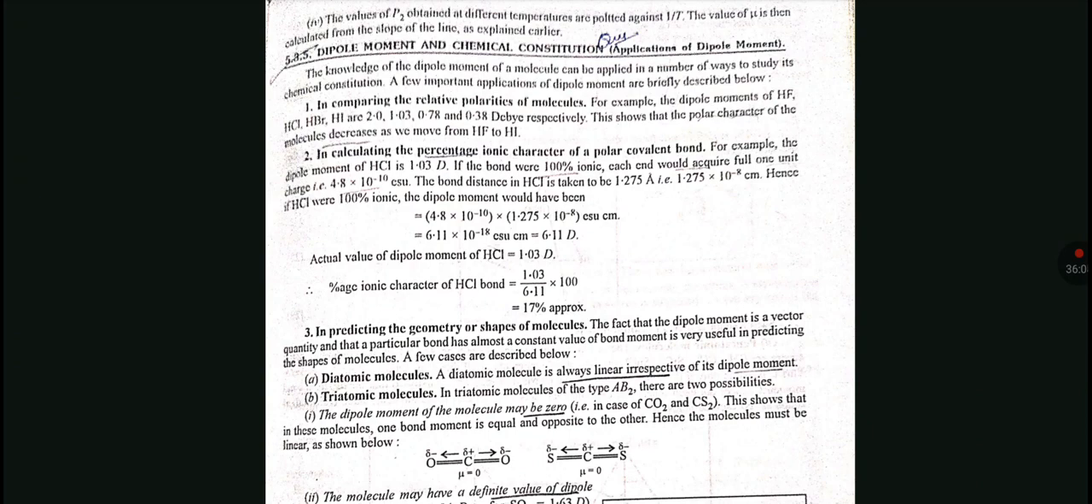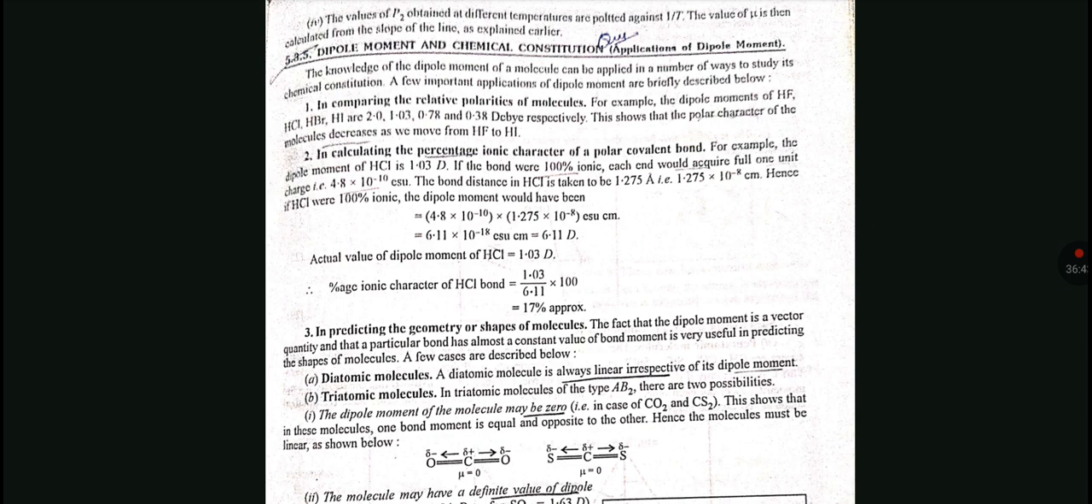In calculating percentage ionic character of a polar covalent bond, for example, the dipole moment of HCl is 1.03 debye. If the bond were 100% ionic, each covalent end would acquire a full unit charge. The bond distance in HCl is taken to be this. Hence, if HCl were 100% ionic, the dipole moment would have been 4.8 × 10^-10 esu times the bond length. Actual value of dipole moment of HCl is 1.03 debye, so the percentage ionic character of the HCl bond is 1.03/6.11 × 100%.